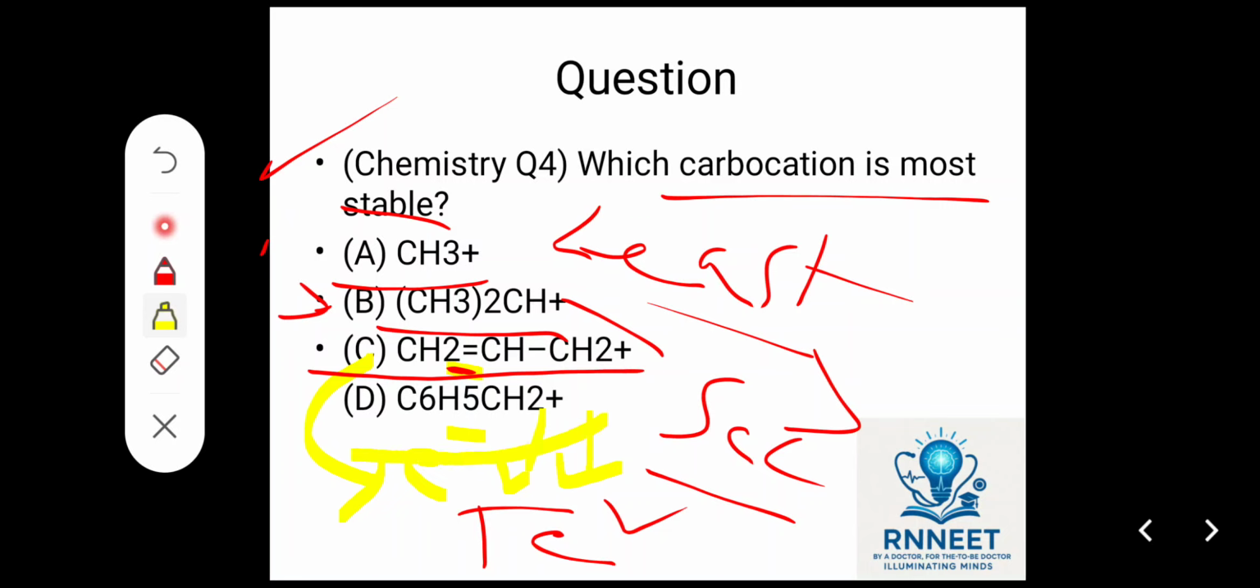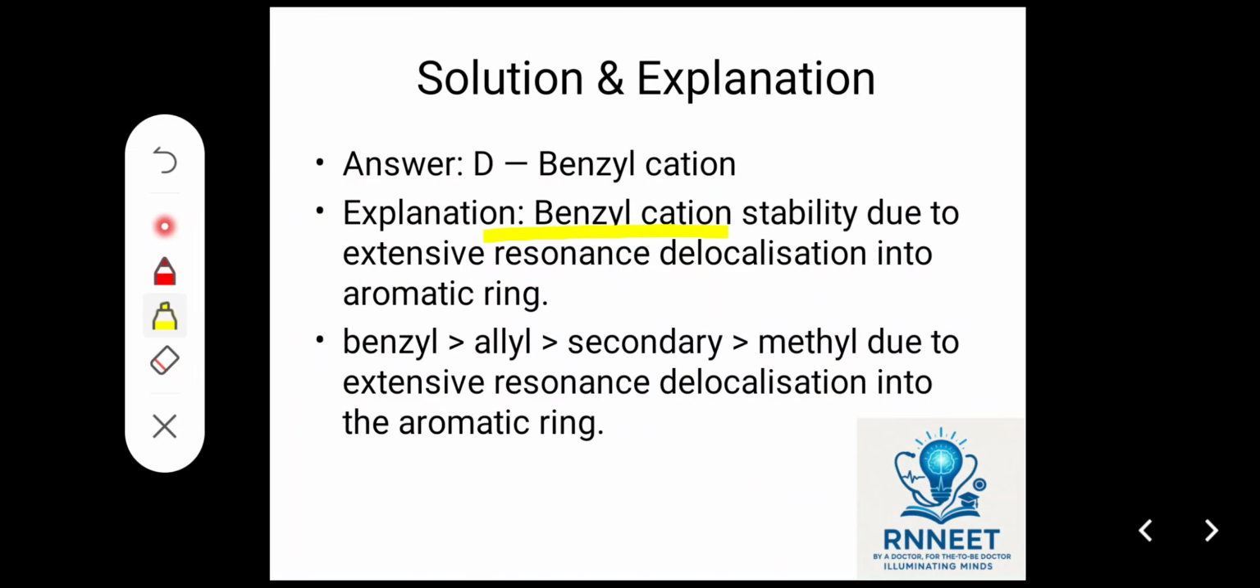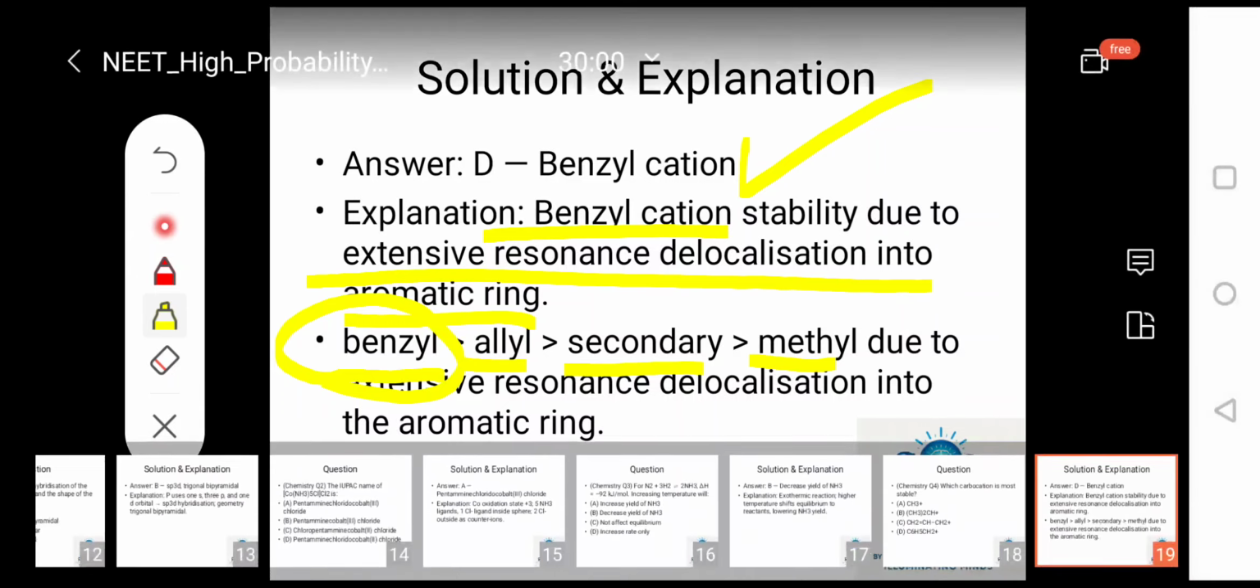Therefore, the one which is most stable is likely to be the benzyl radical. Remember, the moment you have the benzyl radical, the benzyl carbocation will have maximum resonance delocalization into the aromatic ring, and so that will have the maximum stability. So the order you need to remember is methyl is least, followed by secondary, then of course your tertiaries. Among them, allyl is lesser than the benzyl. Benzyl is the one which is most stable because of resonance delocalization, right?